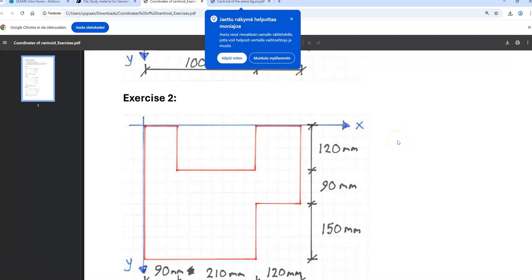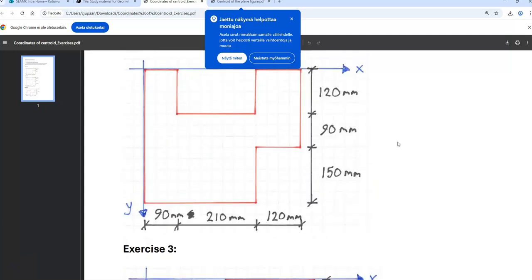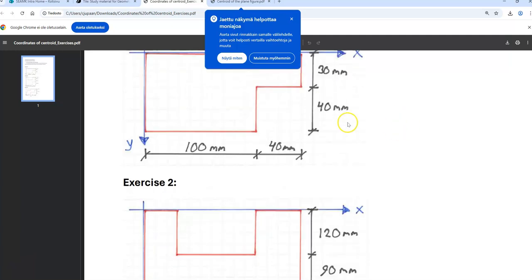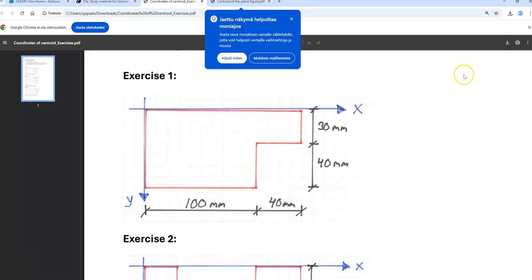And then exercise 2 also, and 3 also. You may use whatever sub-parting you like. You don't necessarily need to use only horizontal lines. You may use both horizontal lines and vertical lines in the same problem. Whatever you like is the best way to solve that problem. And I think this would be a good place for you to study and practice this method.